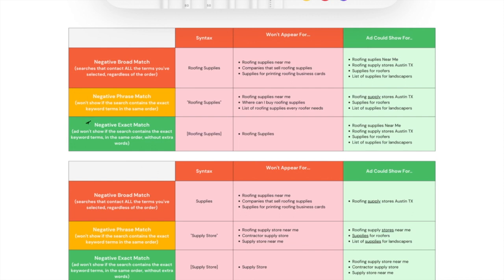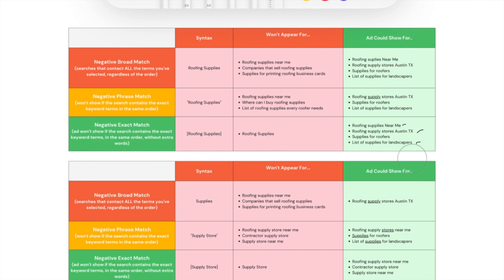Now, if we go down to the exact match, your ad won't show if the search contains the exact keyword terms in the same order without extra words, okay? So that's important. If you don't want to show up for roofing supplies, and somebody just puts in roofing supplies, you will not show. But that's really not going to help you, because you're still going to show up for roofing supplies near me. You're still going to show for roofing supply stores. You're still going to show for supplies for roofers, all these different ones, okay?